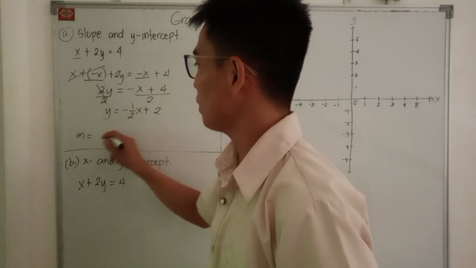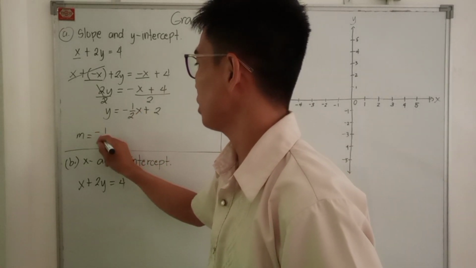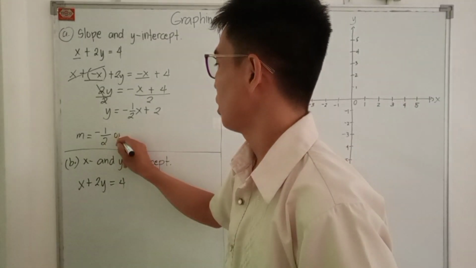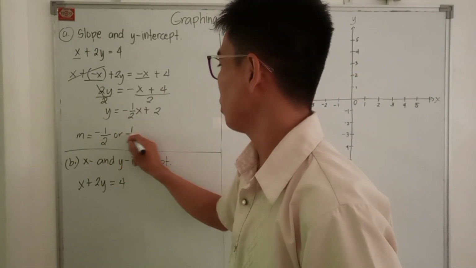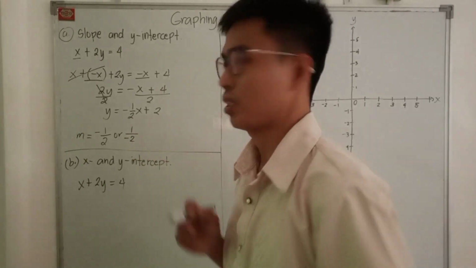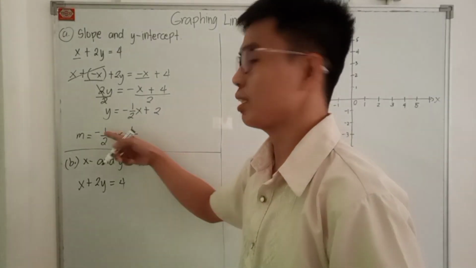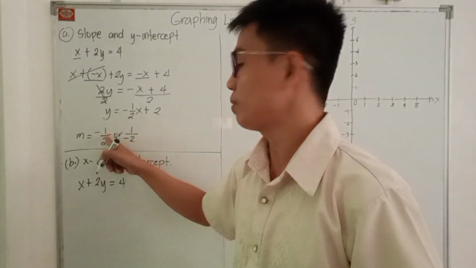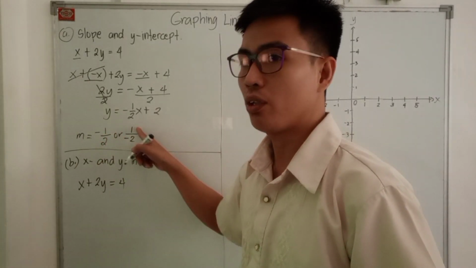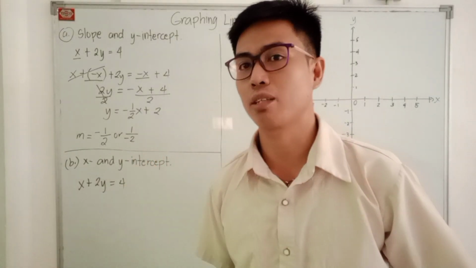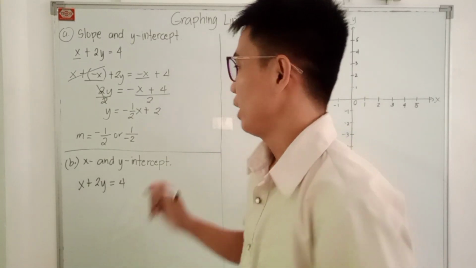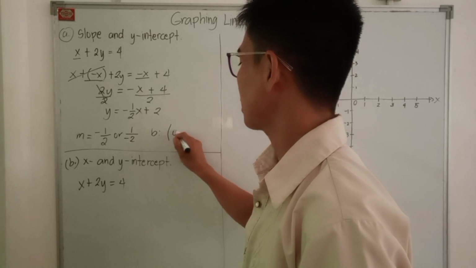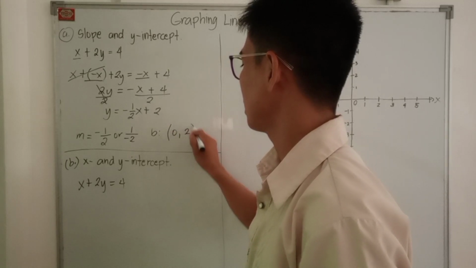And the slope in the given is negative 1 over 2 or pwede rin 1 over negative 2. So, since parehas lang sila, kapag sinimplify natin is negative 1 over 2. So, negative 1 over positive 2 and 1 over negative 2, parehas lang sila ng magiging sagot. And for our y-intercept, that is 0, 2.